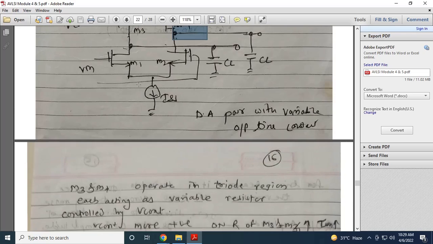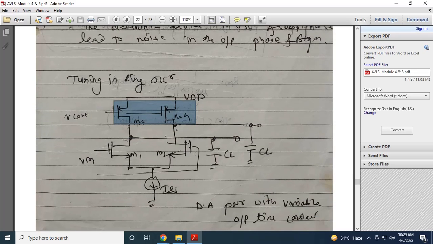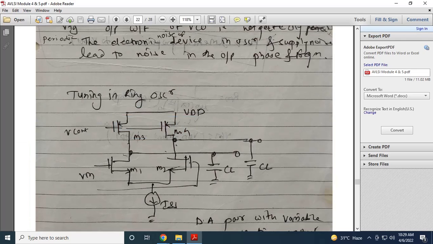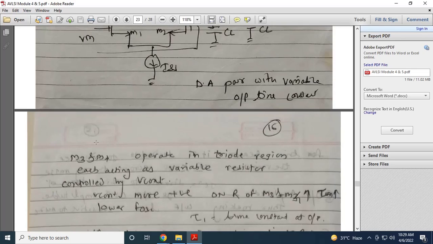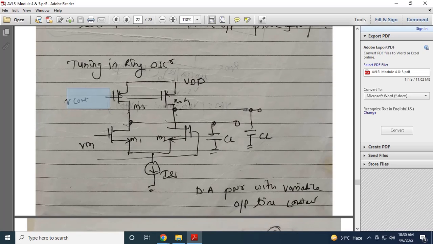M3 and M4 operate in the triode region. We already know that whenever a transistor is operated in the triode region, it acts as a resistor between source and drain. So this is a variable resistor whose value is controlled by the controlling voltage. Whenever the controlling voltage is more positive, the on resistance of transistors 3 and 4 increases. So it increases the time constant and lowers the frequency of oscillation.